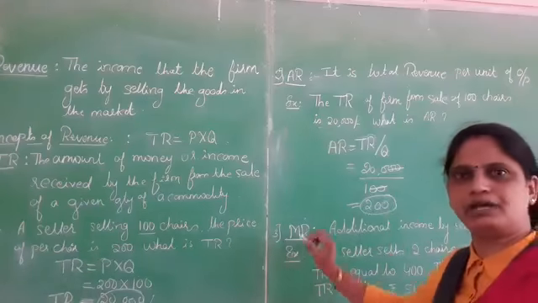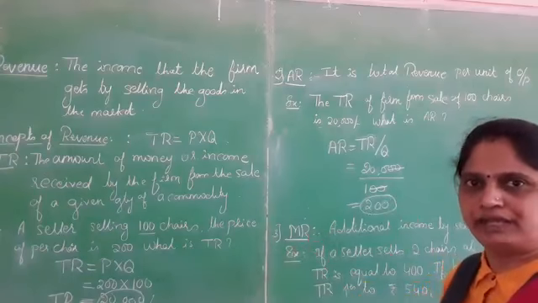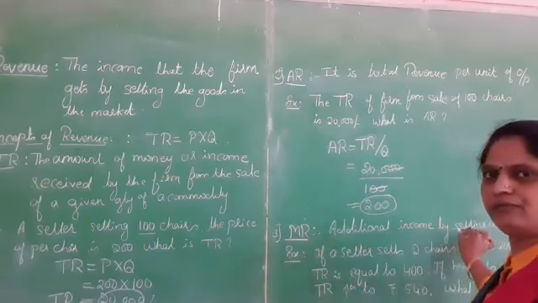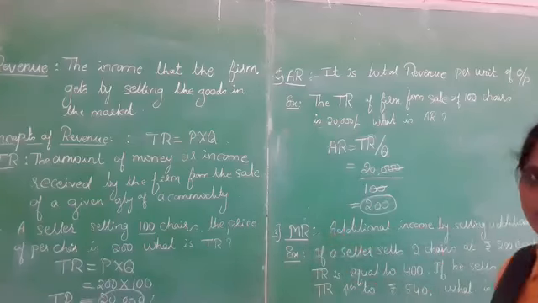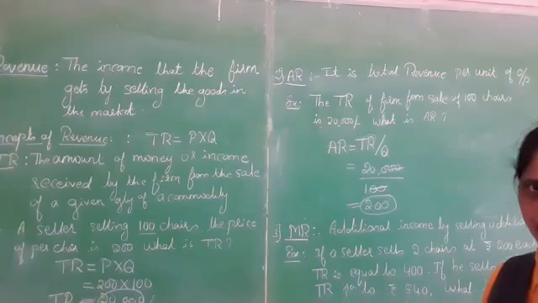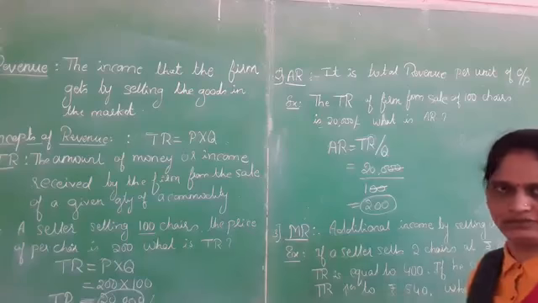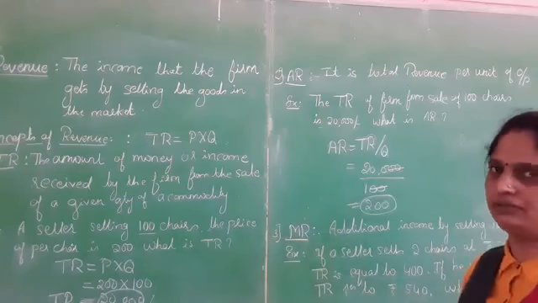Next comes marginal revenue. What is meant by marginal revenue? Marginal revenue is the additional income from selling an additional unit. An additional unit means one more unit, an extra unit. The additional income by selling an additional unit is called the marginal revenue.